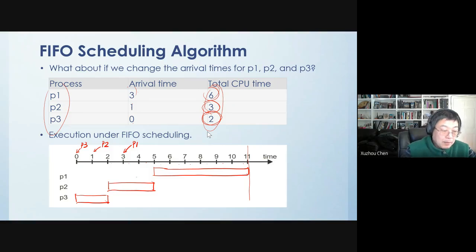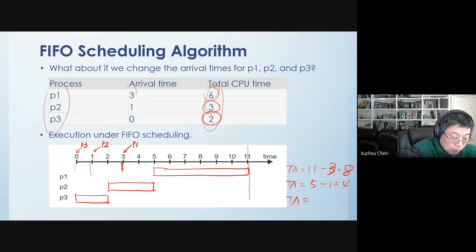Now let's take a look at this case. If we switch the order, what's the turnaround time for P1? 11 minus 0, right? For P3, it arrives at time 3, so it would be 8. Okay, let's just finish this one. This one actually finishes at time 5. Arrival time is 1, right?